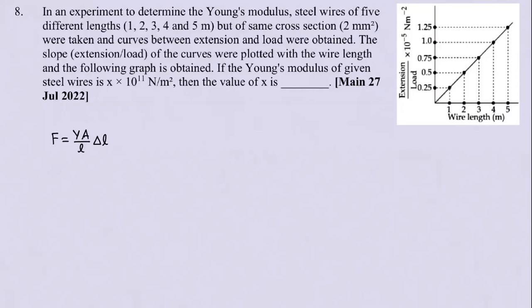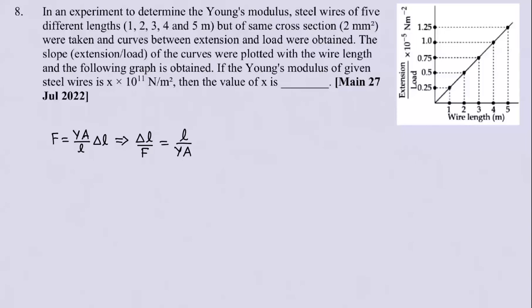On the x-axis, they took wire length L, fine. But observe, on the y-axis, it is not load or force. It is given as extension by load. Delta L is extension, and load is nothing but the force you apply. So you have to rearrange it like this: delta L by F is equal to L by Y A.